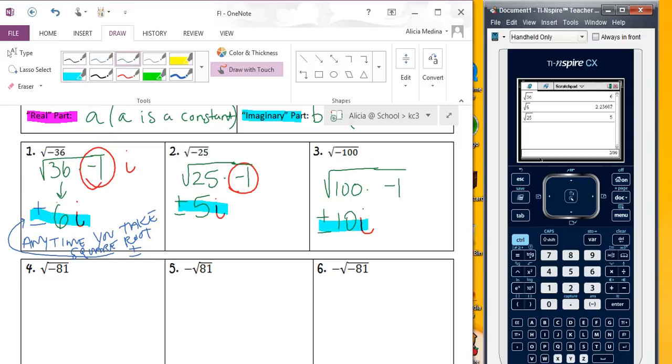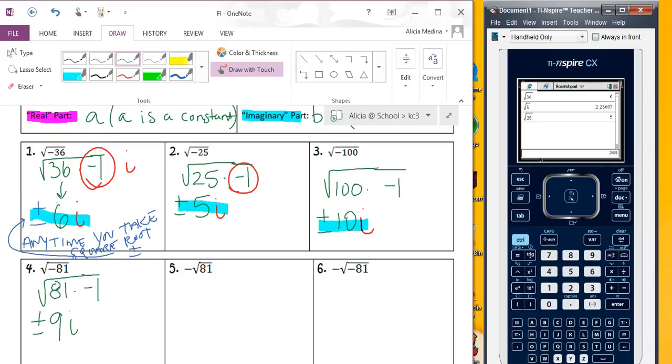If I have the square root of a negative 81, I'm going to break that up and say that this is going to be 81 times a negative 1. Square root of 81 is a plus or minus 9. Yes, you need both versions, so you do need that plus minus sign in front. The square root of a negative 1 is i. That is all the imaginary part.